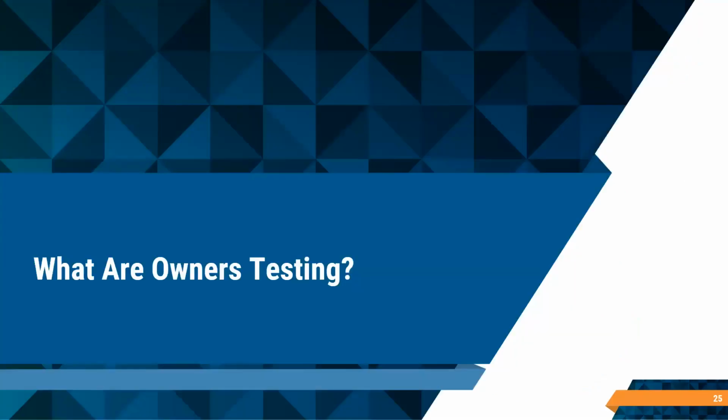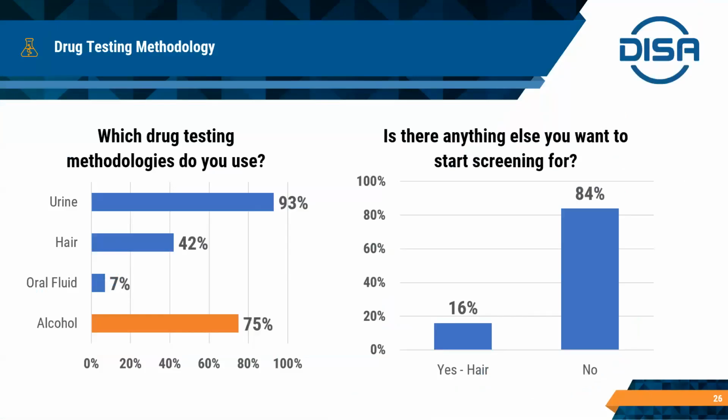So what are owners testing? Which drug testing methodologies do you use? 93% stated that they use urinalysis, which I've always affectionately called the gold standard. 42% use hair testing. And one thing to call out here is, in all cases, hair testing was in addition to either urinalysis or oral fluid. And you can see 75% were doing alcohol testing.